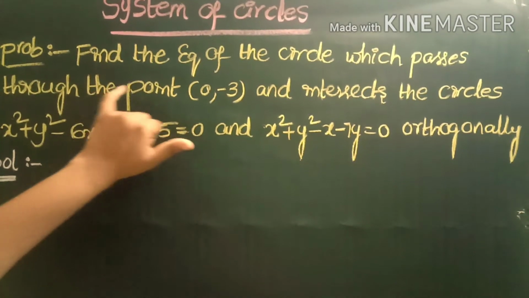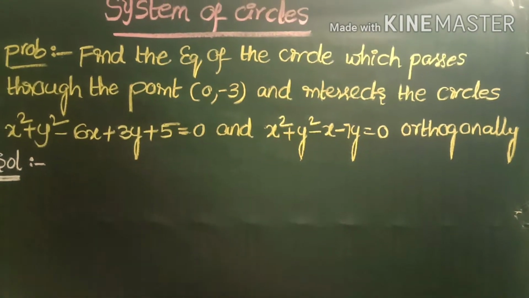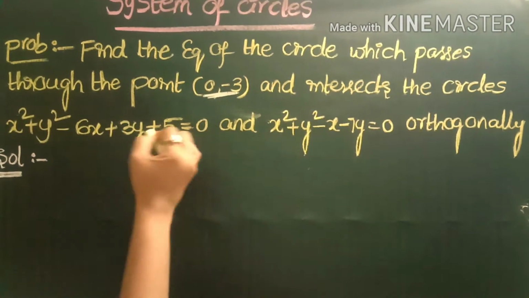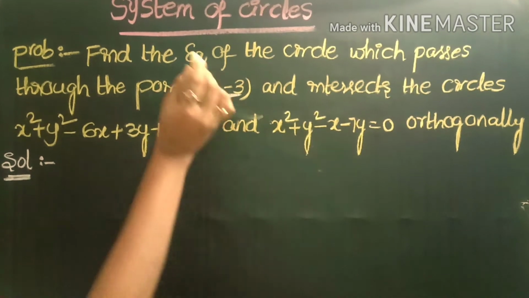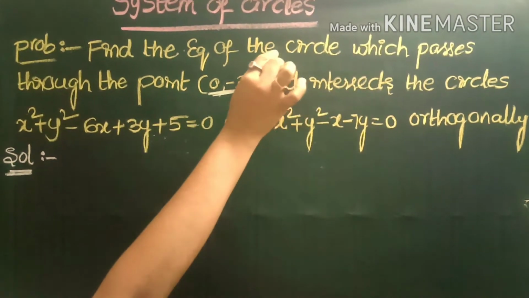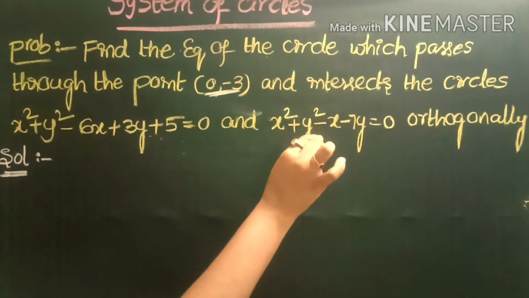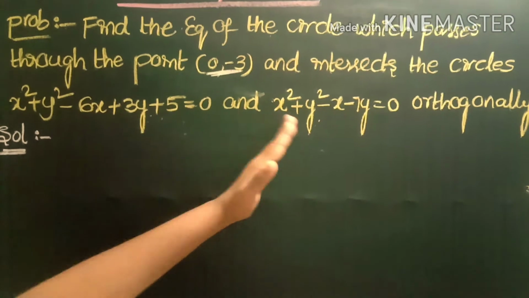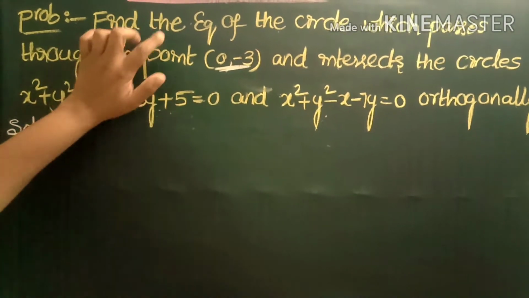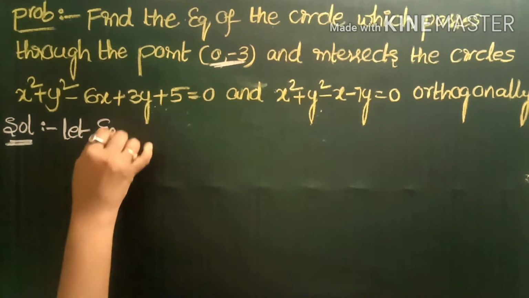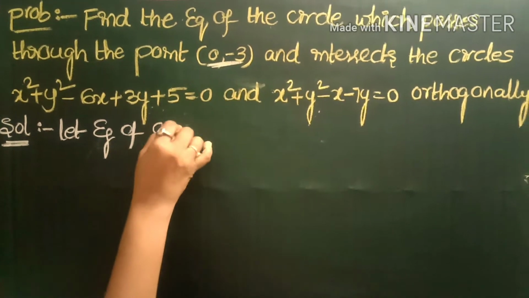Given conditions are the circle passing through the point (0, -3) and the circle intersects the given two circles orthogonally. That is, the required circle is orthogonal to the first given circle and the required circle is orthogonal to the second given circle. That is, we can apply the orthogonality condition two times here. So first, to find the equation of the circle, we take the equation of the required circle as circle 1.